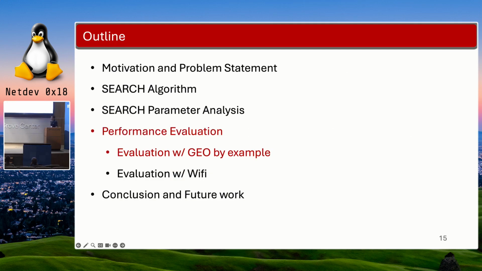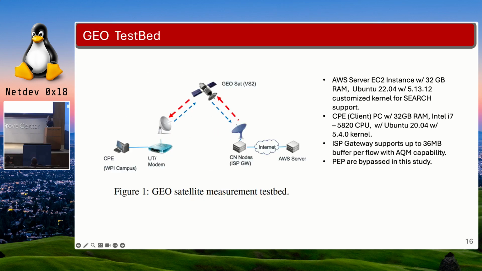Here comes the performance evaluation. We have 2 performance evaluations in this talk. The first one is the GEO setup. It's a typical GEO setup. We have the CPE, a client sitting on the WPI campus, and we connect with the WireSat satellite through the UT modem and go back to the ground station. Through the internet, we go to the AWS cloud. We are using an EC2 server as our server.